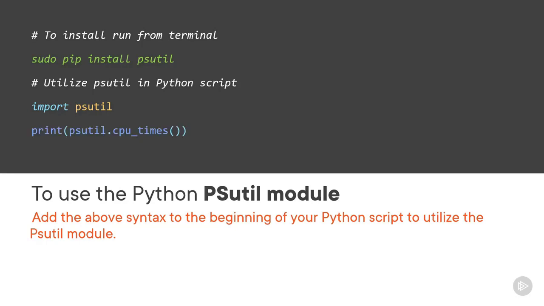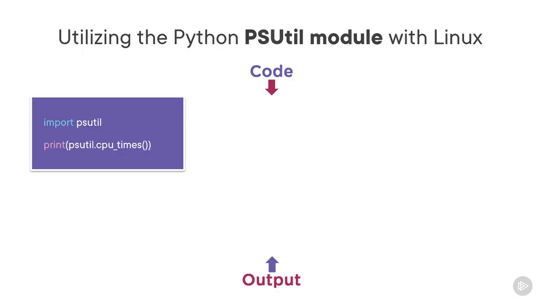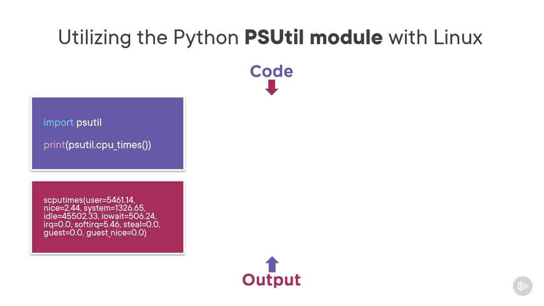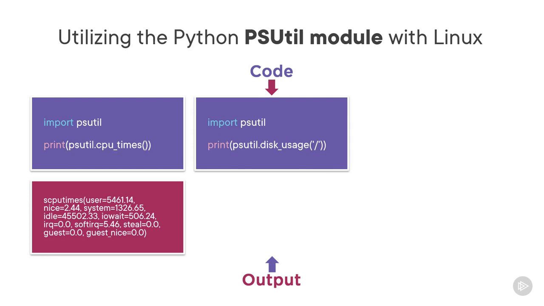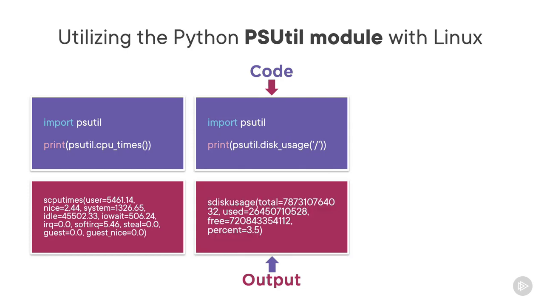Now here's an example of being able to print out your CPU times on your server. Really helpful, right? In the first example here, we have the print of our CPU times using psutil, and that's what the output would look like. Now we can use psutil also to print out our disk usage on our server, and that's the example of what that would look like. So you could see how much disk space is being used up, what do you have left, etc.